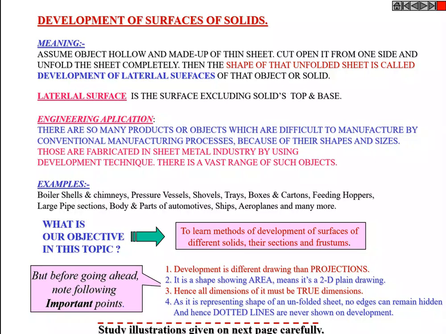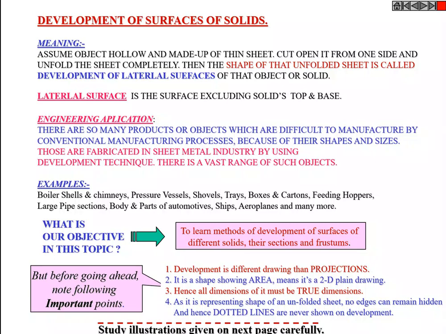There are so many products which are difficult to manufacture by conventional manufacturing processes because of their shapes and sizes. So development gives a technique which will be applied to the required shape, especially in the sheet metal industry. There's a vast range of such objects, for example boiler shells and chimneys, pressure vessels, shovels, trays, boxes and cartons, feeding hoppers, large pipe sections, and body and parts of automotive vehicles, ships, aeroplanes, and many more, where we have to develop the surface so that by attaining the required shape that particular object will be useful.